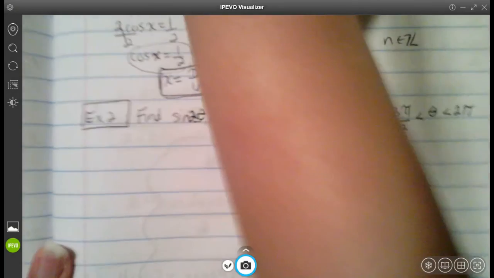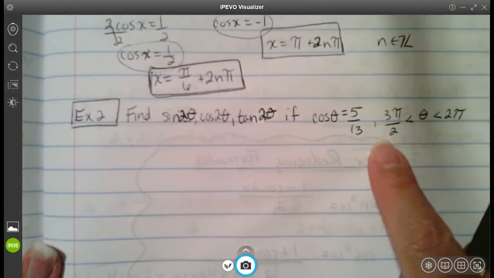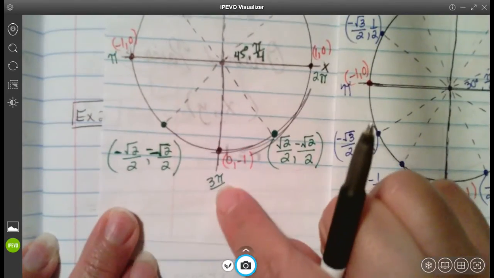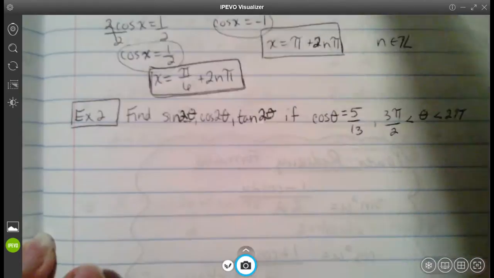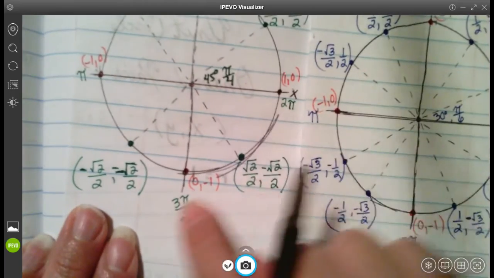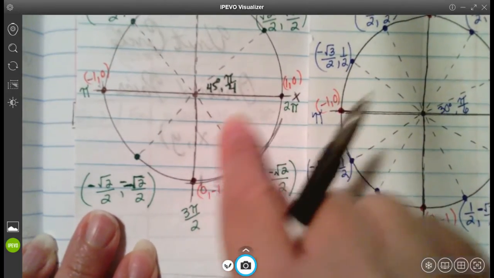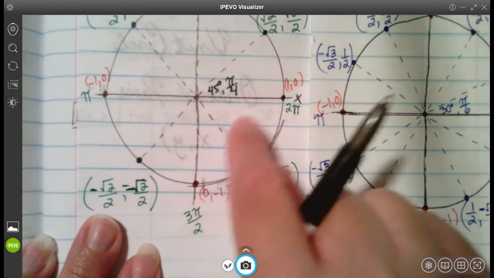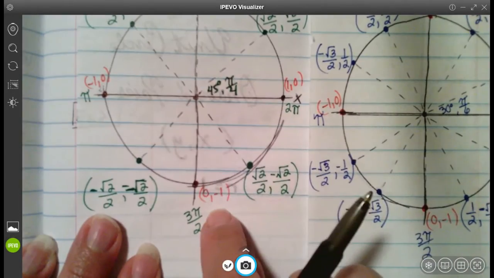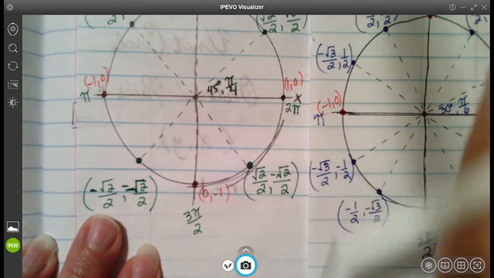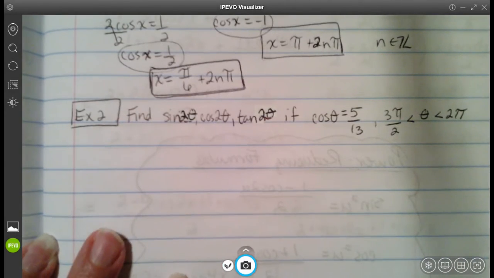Where is that going to be located? Well, 3 pi halves is right here, and 2 pi is here. So we're looking at quadrant 4. That means theta is somewhere in this quadrant. Just keep that in mind: in quadrant 4, y is negative and x is positive. So let's just remember that.